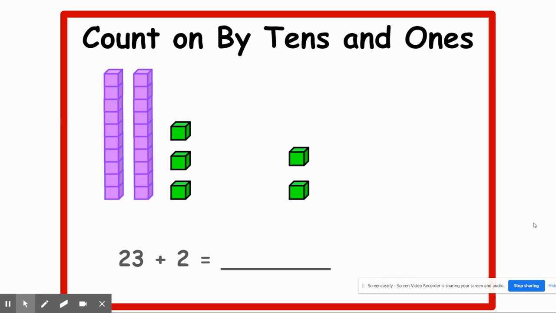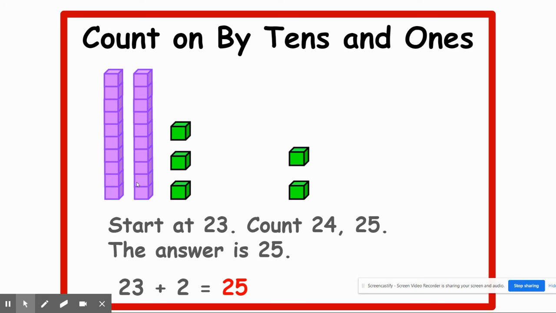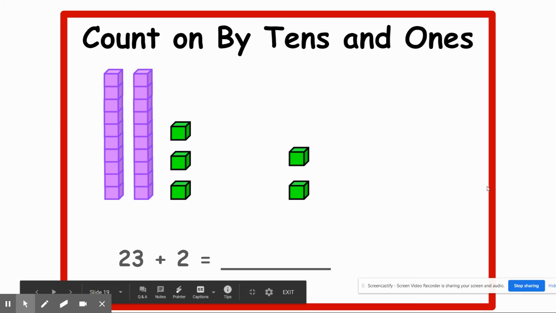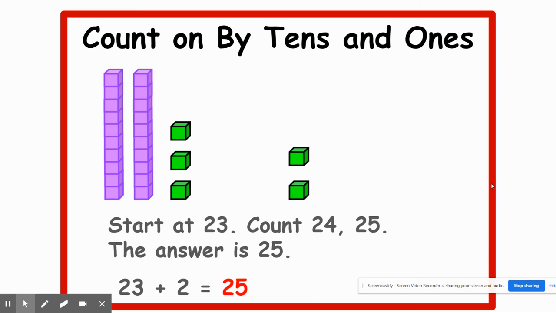Now, here's one. 2 tens and 3 ones is 23 plus 2. Why don't you pause it and solve it now on your whiteboard and then come back and see how you did. We start at 23 and then we say 24, 25. The answer is 25 for 23 plus 2.